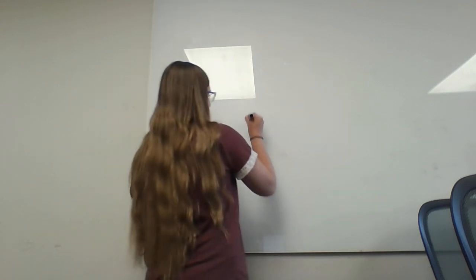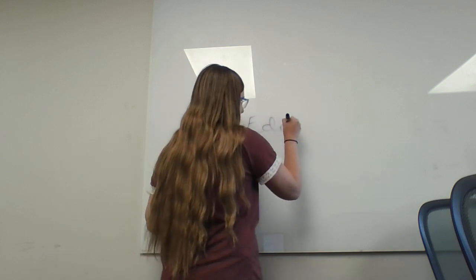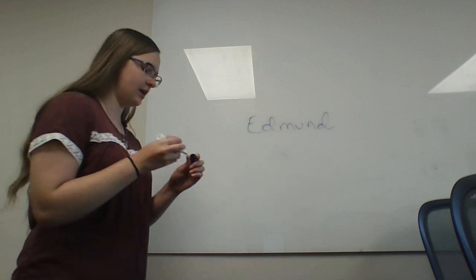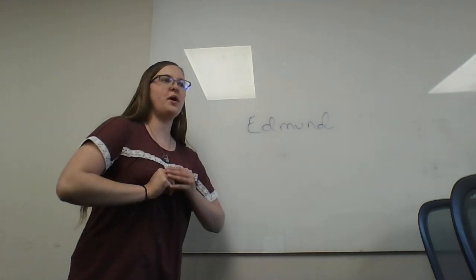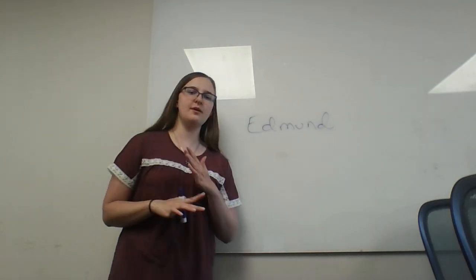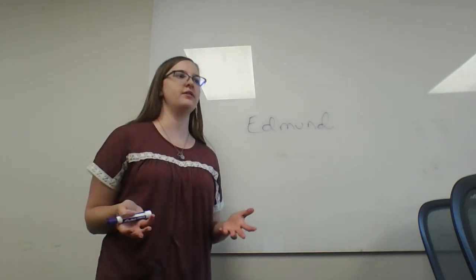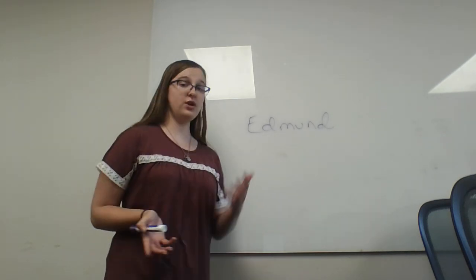All right, last one of the four, and then we're just going to talk about in general things that help make characters realistic. Edmund. This is the one that most people consider to be the most flawed out of the siblings. However, I would actually argue he's the least flawed out of the siblings. Depends on how you look at it.